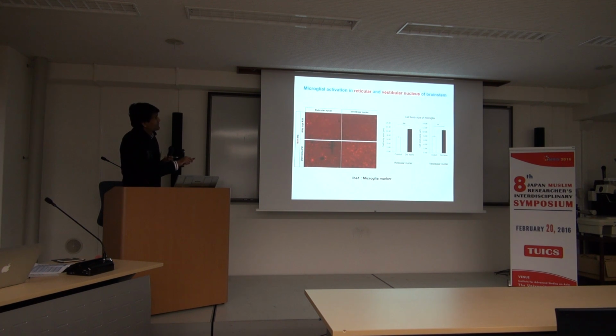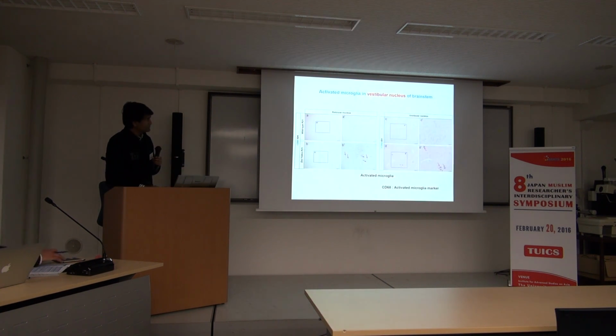So you can see in the wild type the cells are very small in size, as I said, but in homozygote mice you can see very big cell volume in both the vestibular nucleus and the reticular nucleus. I quantified the cell body size, which is significantly higher in the DST homozygote mouse.